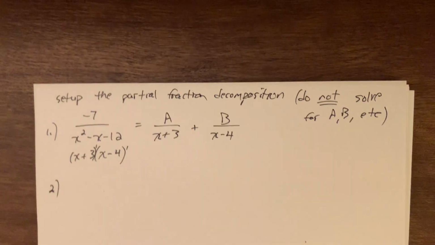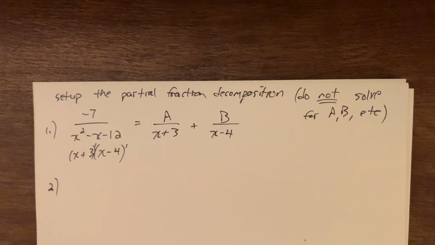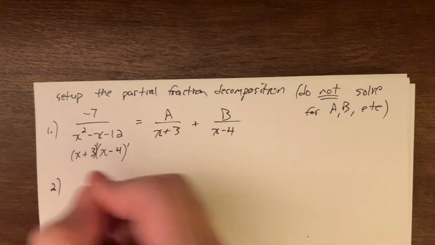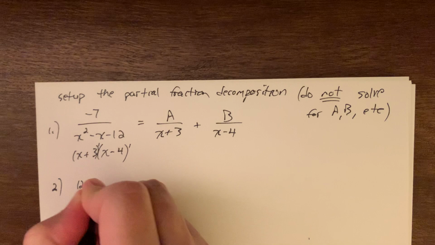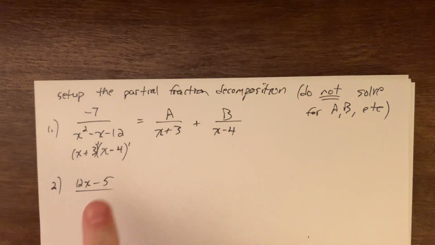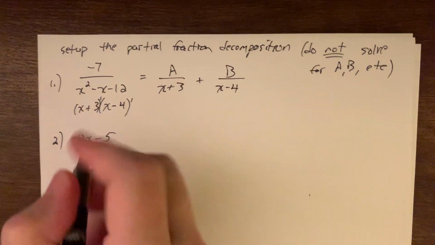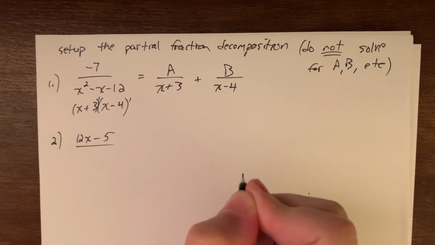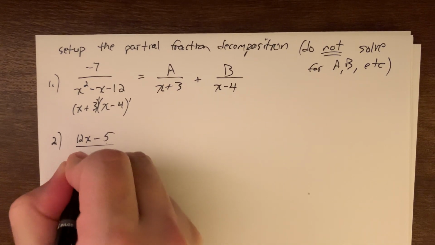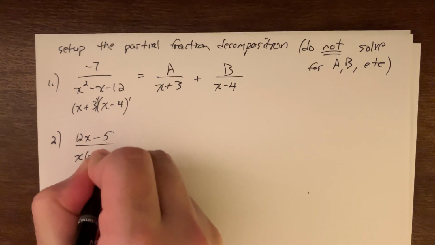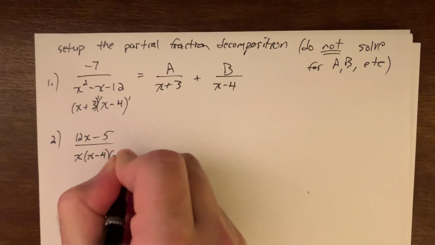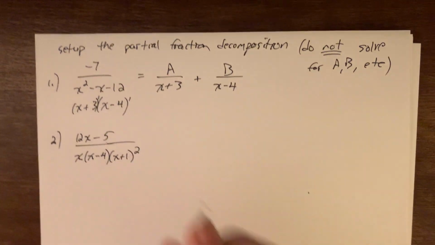But number 2. Number 2, I'm going to do you a favor. It doesn't matter what the numerator is here, 12x minus 5. And in the denominator, I'm going to already factor it for you. Let's say we've got x times x minus 4 times x plus 1 squared.